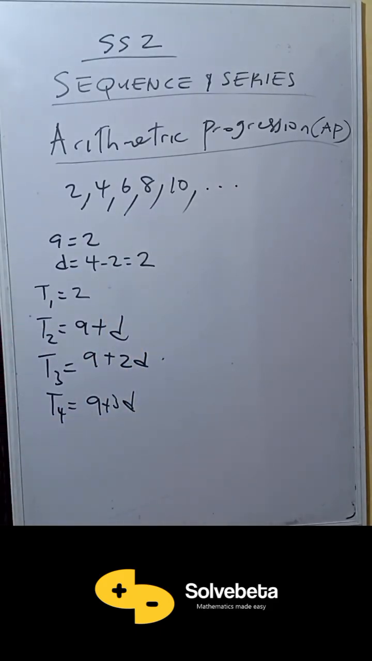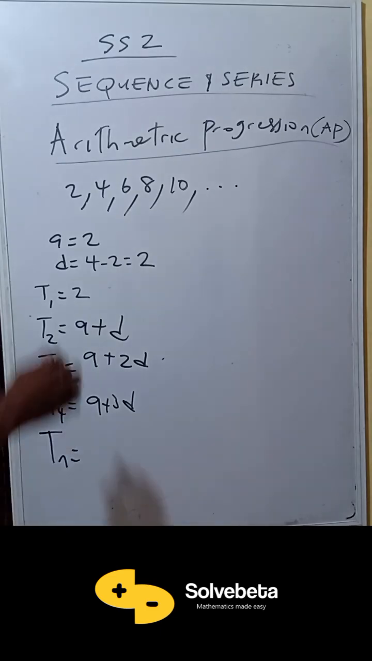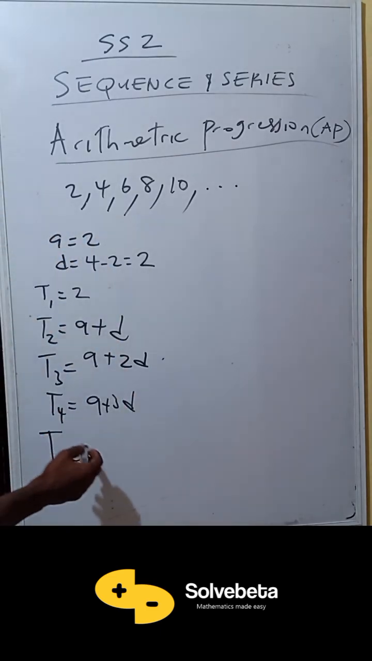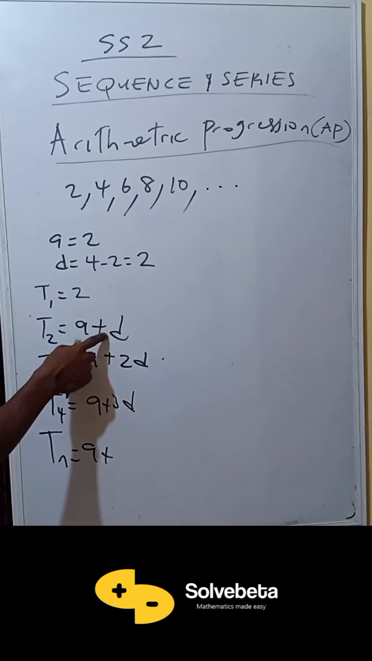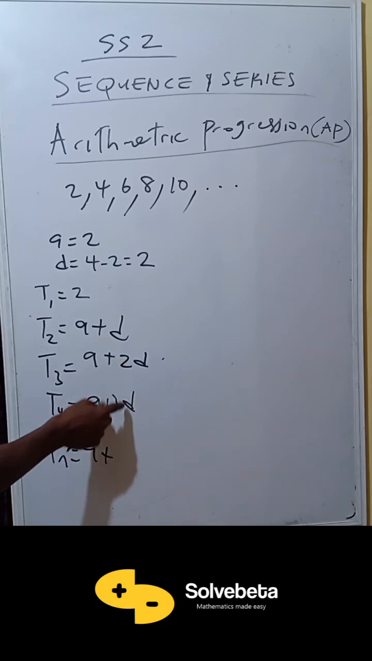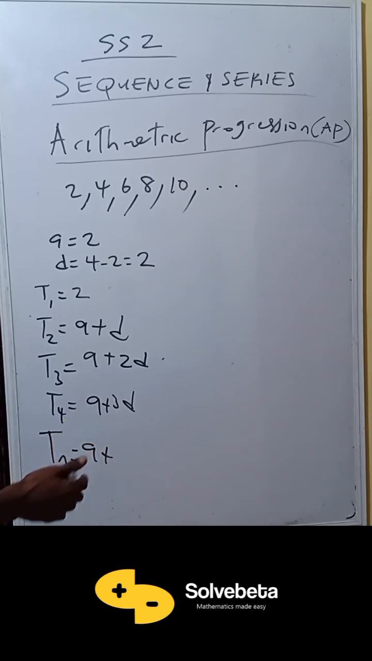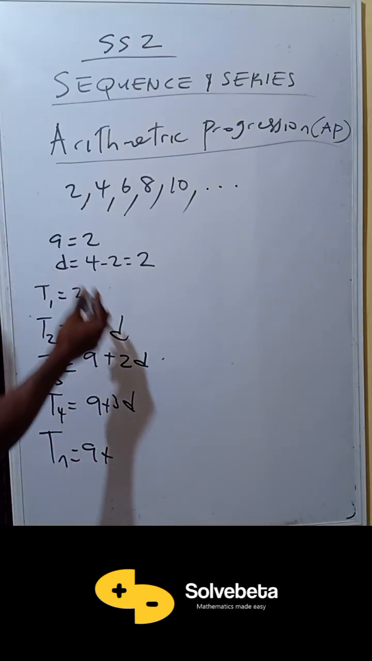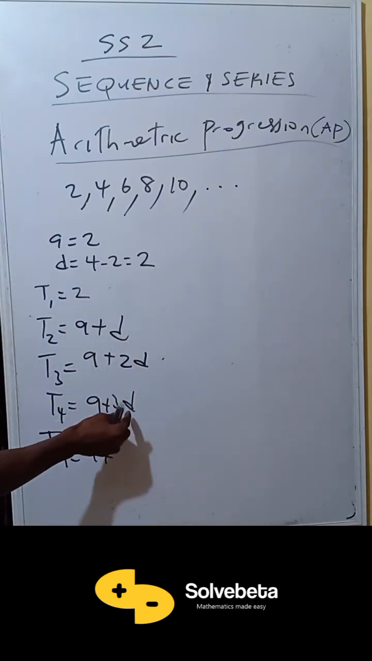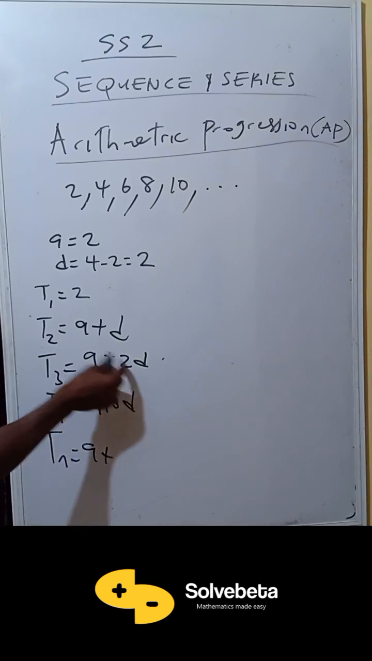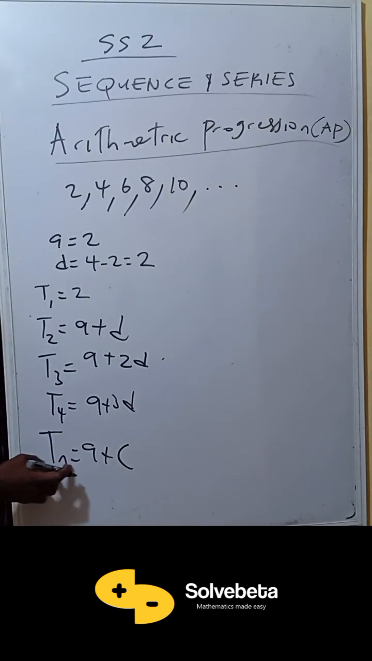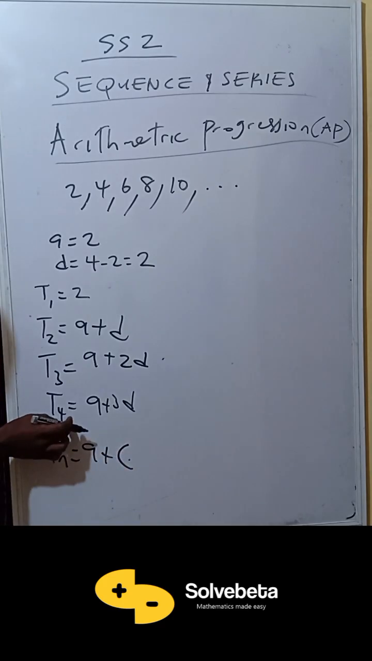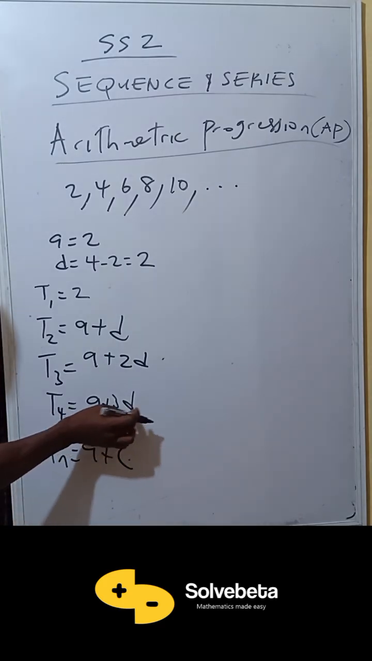So we can say that the nth term of an arithmetic progression is given by A plus this. Now this D, the coefficient of this D is increasing by 1. If you notice, for the fourth term it is 3, for the third term it is 2, for the second term it is what? 1. So we can say that the nth term is n, and the coefficient of D is what?